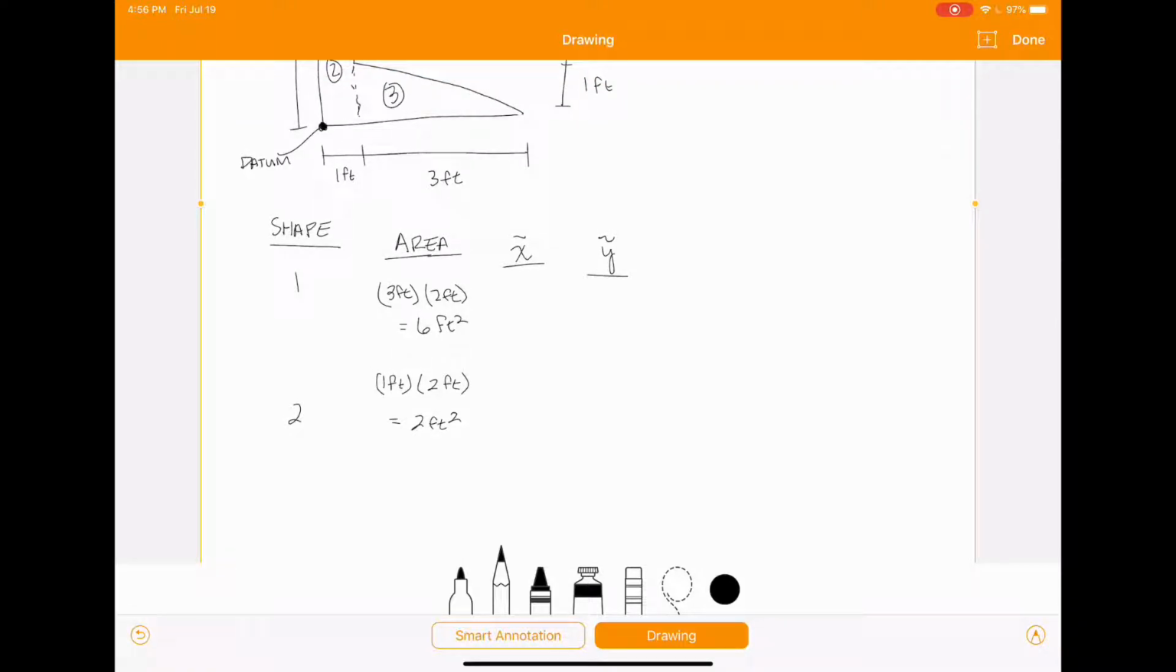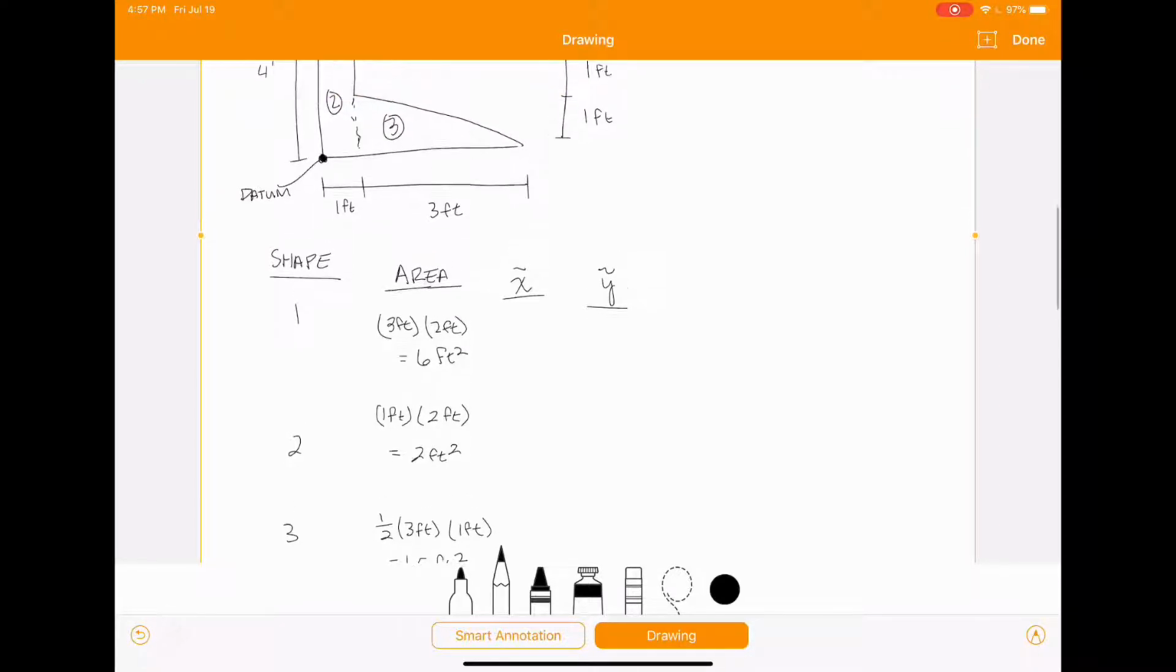And then for shape number 3, the area of a triangle is 1/2 base times height, so 1/2 times 3 feet for the base, and height is 1 foot, for a total of 1.5 feet squared.